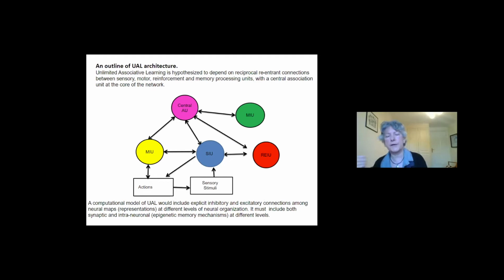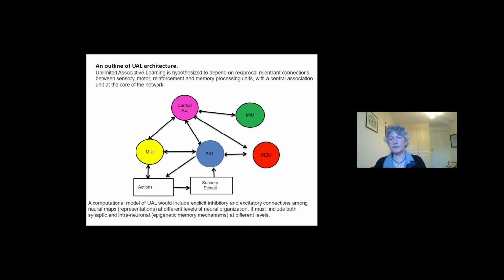These things come to a central unit. They affect memory and are affected by past memory. And the double arrows show reentrant connections, reciprocal reentrant connections, between sensory-motor, reinforcement and memory processing units. And the central association unit is at the core of the network.